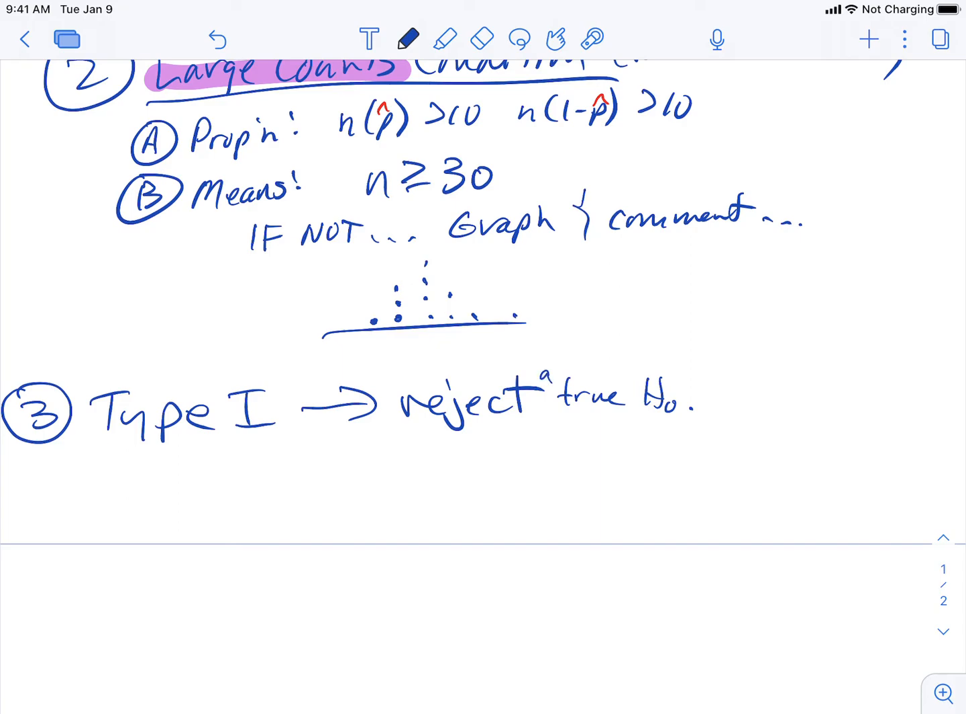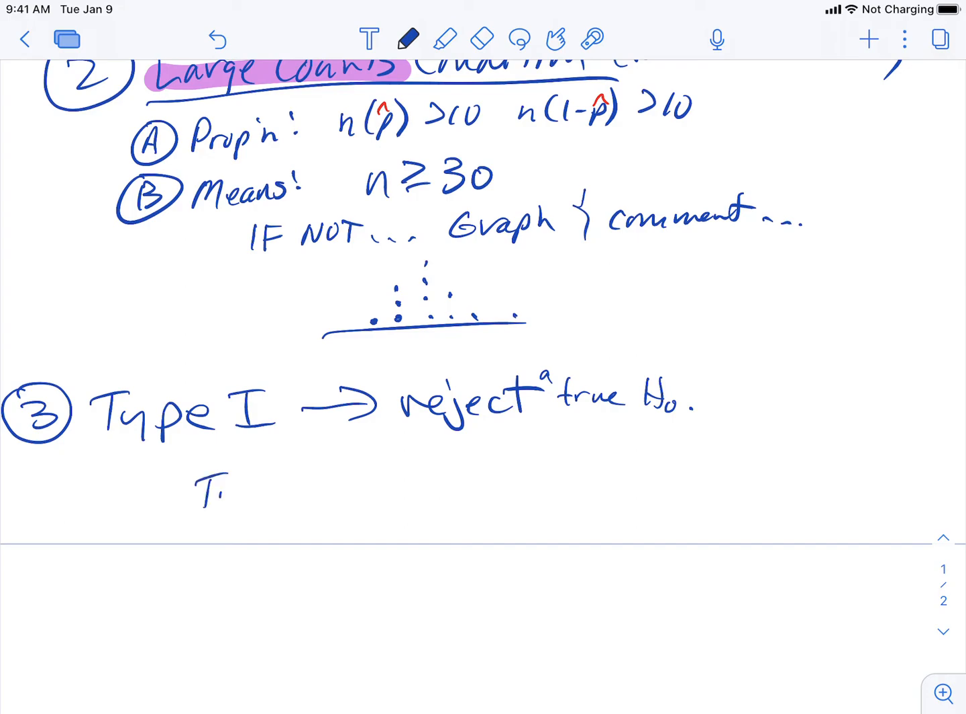And then I just remember that type 2 is the opposite. So if you can nail type 1 really well, and you know that inside and out, well then type 2 is just going to be the exact opposite. Type 2 is not rejecting a false null. So that should be easy if you can memorize one of them really well. The other one is just the opposite.